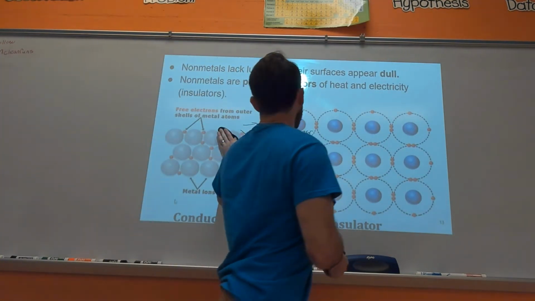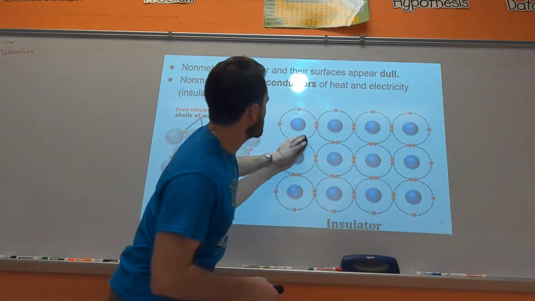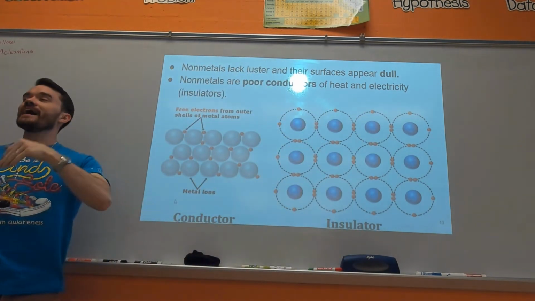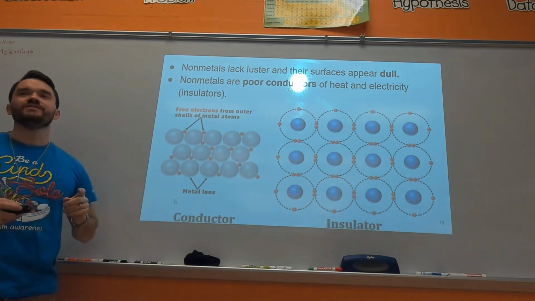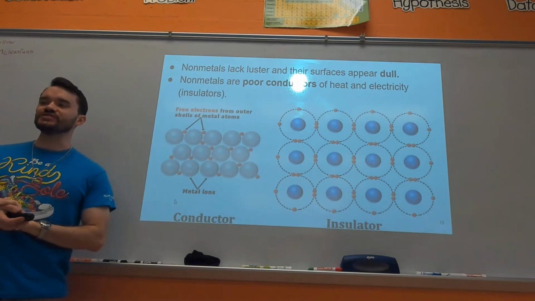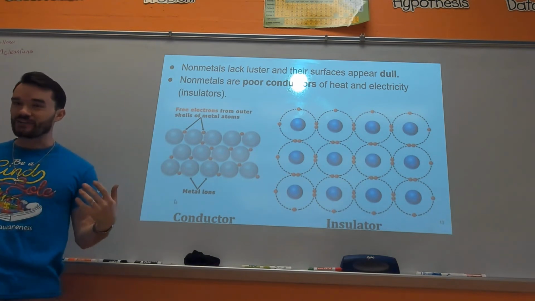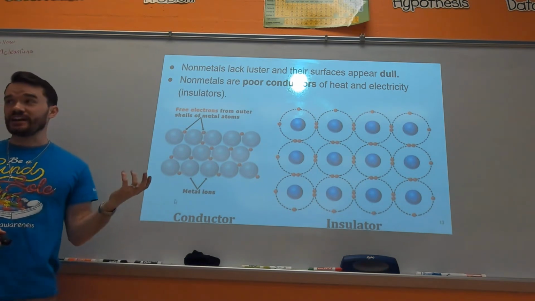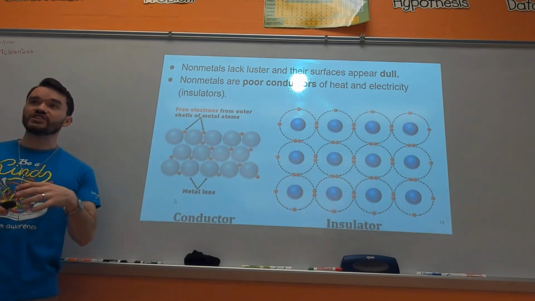So looking at some of the other properties of non-metals. Metals have luster. Non-metals lack luster, or we say they are dull. If I said somebody is dull, they maybe don't have much personality, maybe kind of boring. Non-metals are not shiny. They give off a sheen.